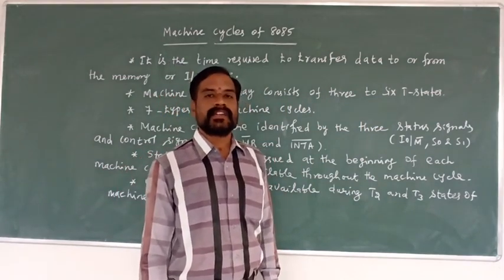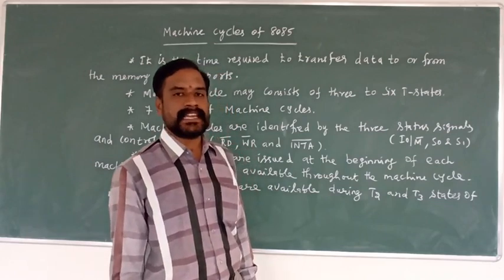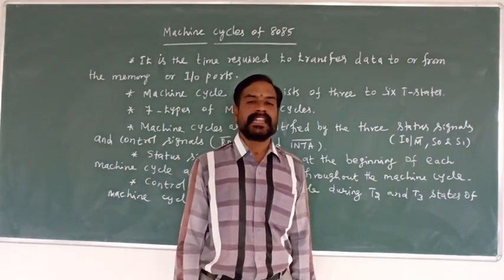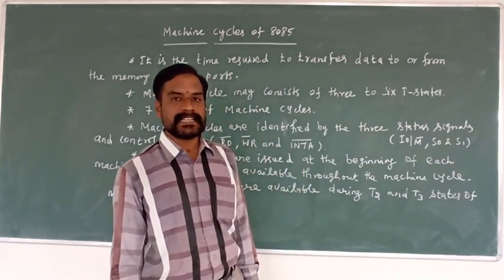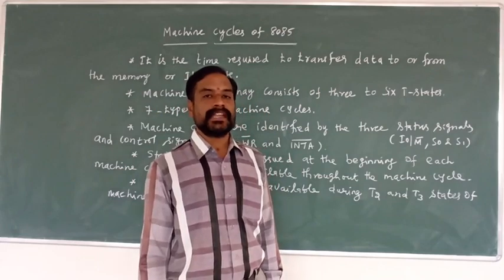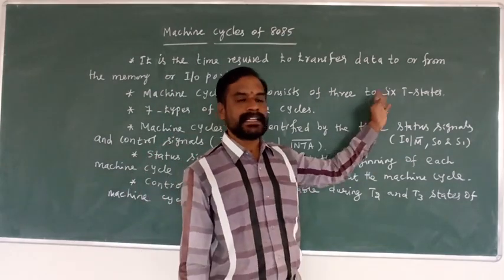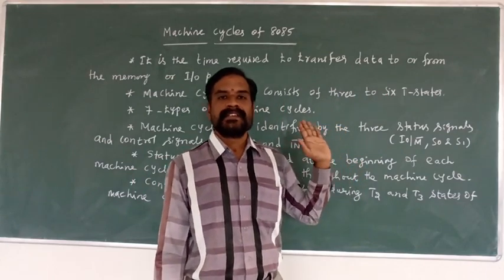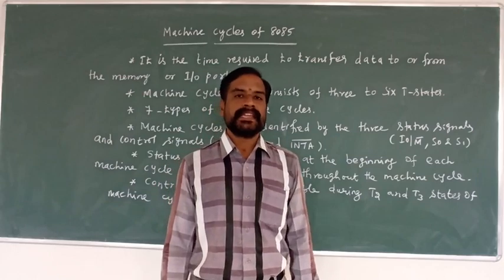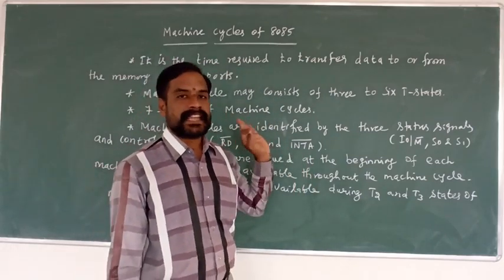An opcode related to 8-bit requires 4 T states. 8-bit data or 8-bit address requires 3 T states. An opcode related to 16-bit requires 6 T states. Maximum 6 T states are required and minimum 3 T states are required for each machine cycle.